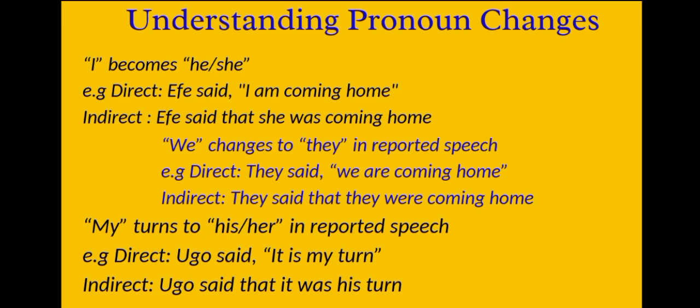My turns to his or her in reported speech. Example, in direct speech you have Ugo said, "It is my turn," in quotation marks. Now the indirect speech will be Ugo said, you remove that comma and add that. Then is changes to was, which is a tense change we'll be handling in the next slide. All right, but the pronoun there is my, and my changes to his. Instead of my turn, it becomes his turn. All right, I hope you're following me.